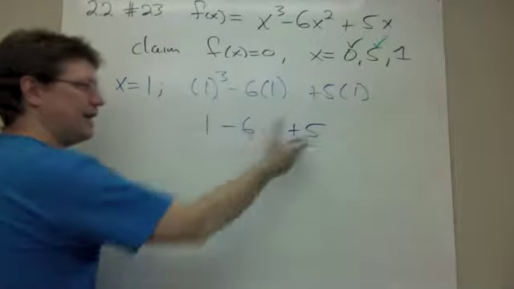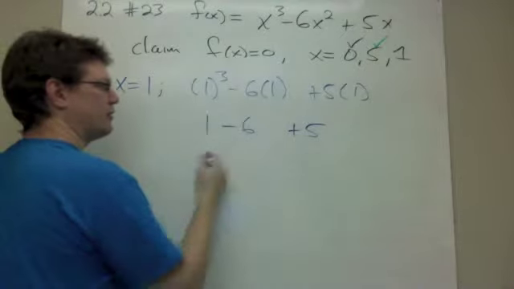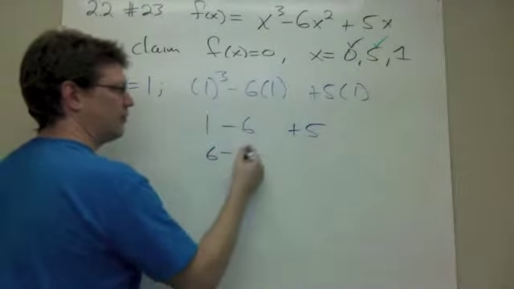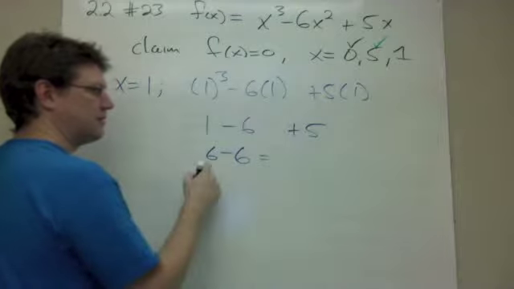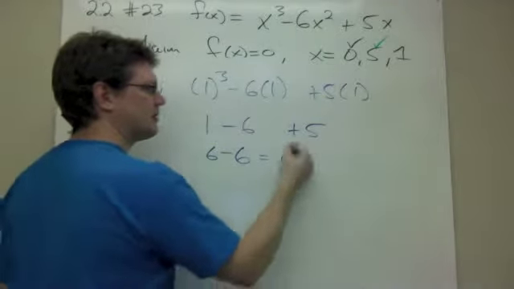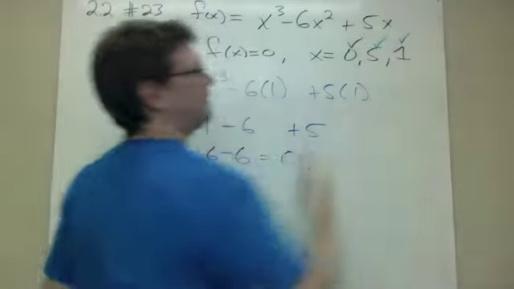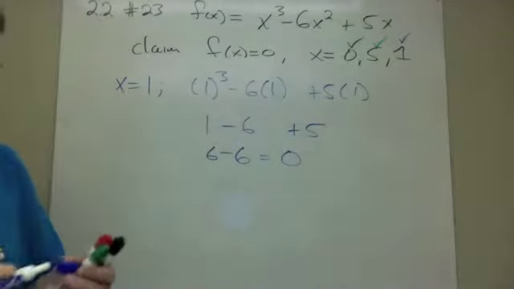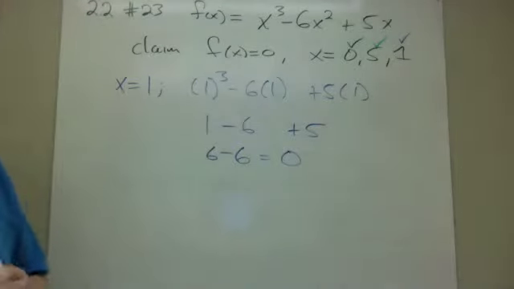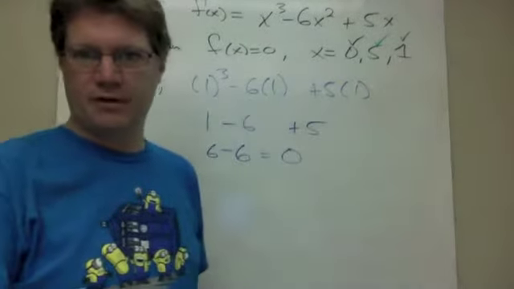Again, adding the positives together, 5 plus 1 is 6. We only have one negative, the minus 6. Plus 6 minus 6 comes out to be 0. And that is the check algebraically. This function is 0 at all of these points. Now, let's take a look graphically.